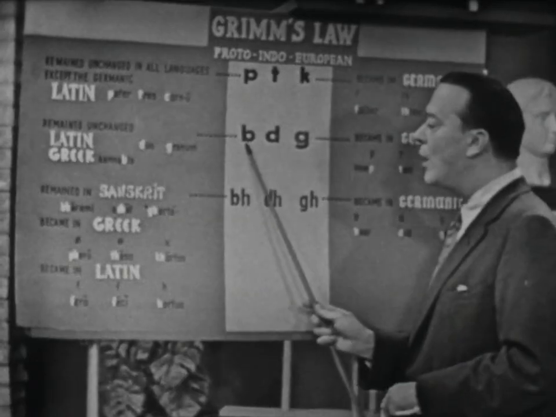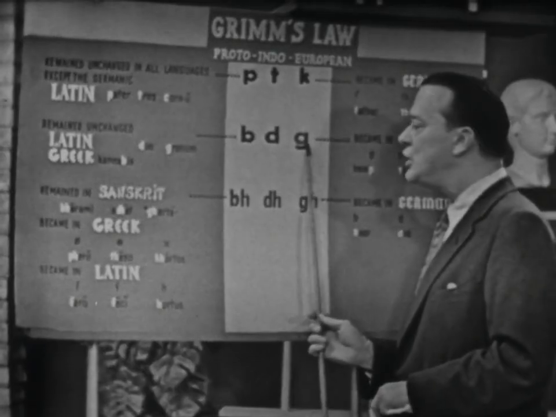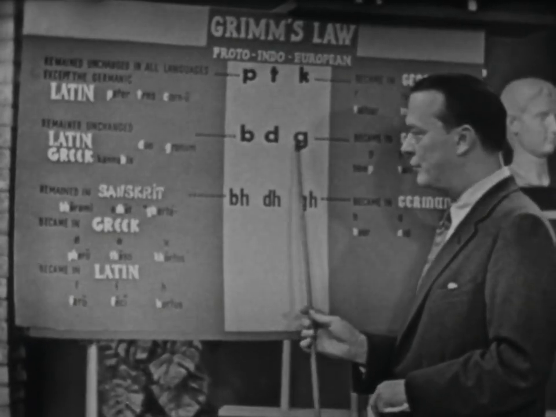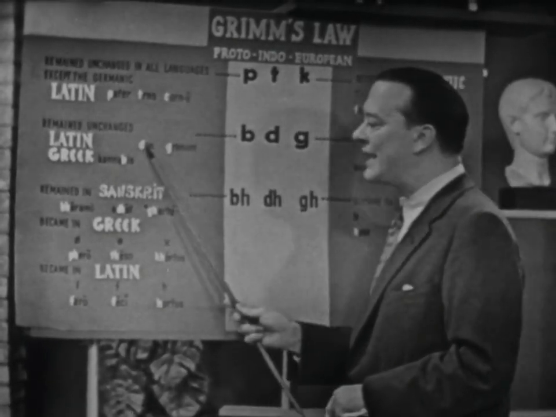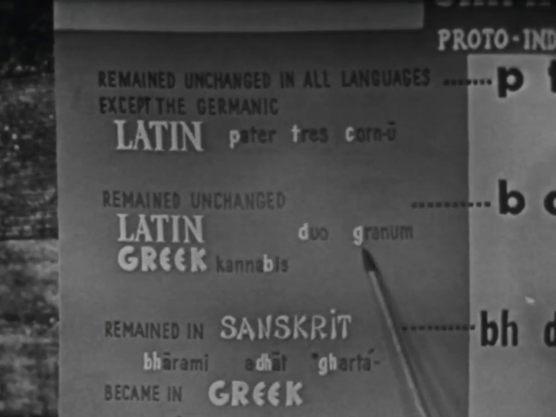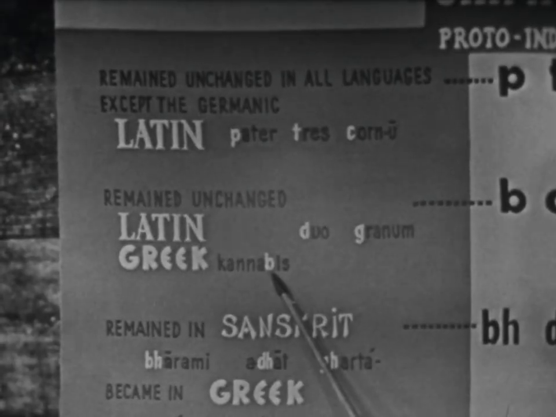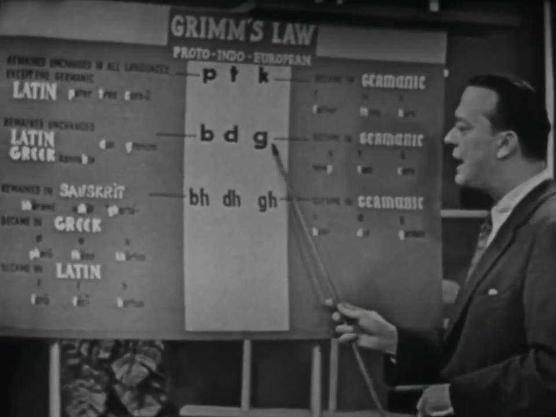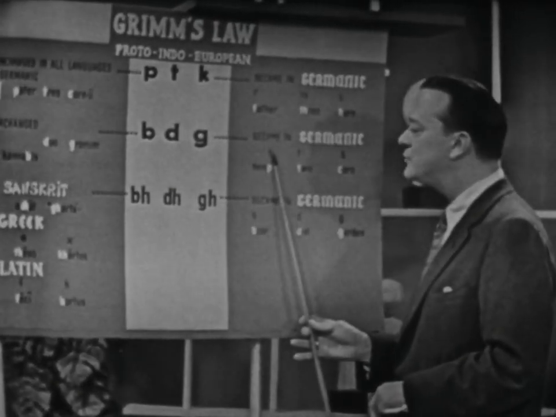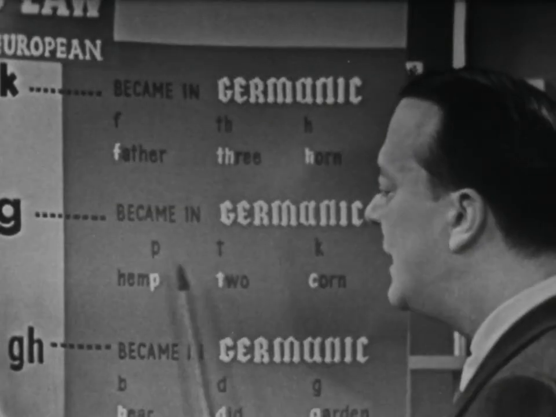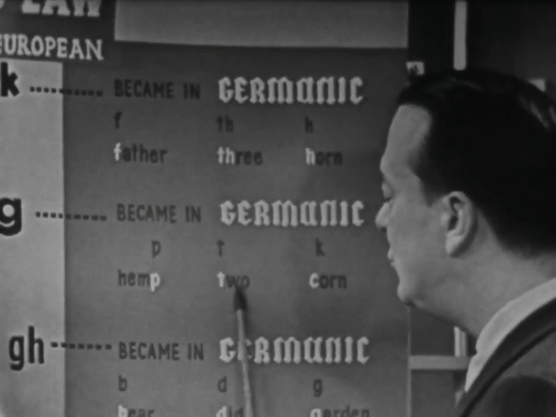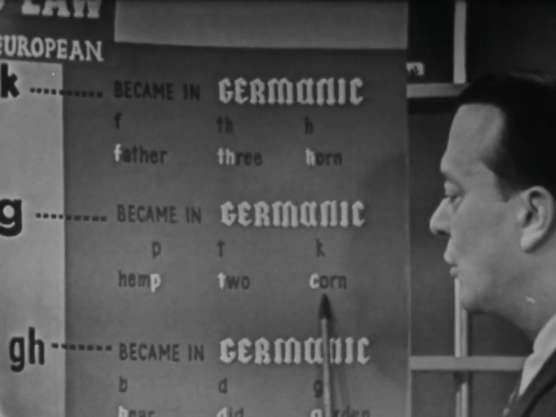Now, they also found that the sounds B, D, and G, as reconstructed, as shown in Latin duo, the word for two, granum, the word for corn or grain, and here the B represented in the Greek word cannabis, meaning hemp, systematically correspond in Germanic with P, T, and K. Hemp with a P, two with a T, and K for the word for corn.